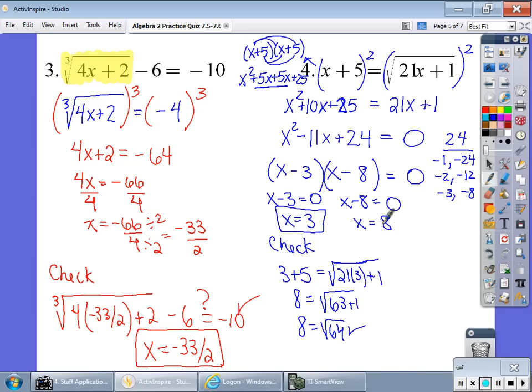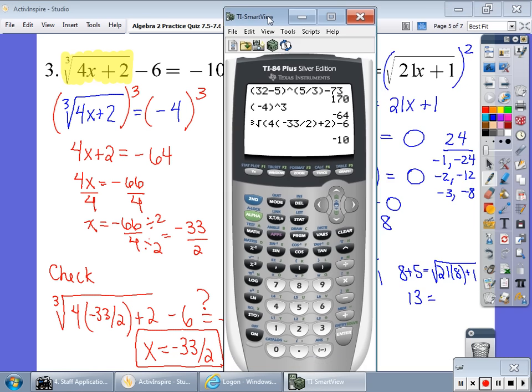Now let's check 8. Okay, so we're going to go 8 plus 5. Does that equal the square root of 21 times 8 plus 1? Well, 8 plus 5 is 13. Does that equal? And I don't want to make any mistakes, so I'm going to come over here to my calculator and figure out 21 times 8 plus 1.